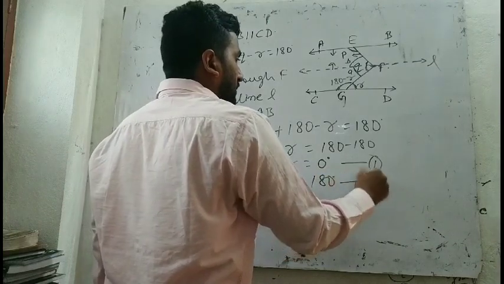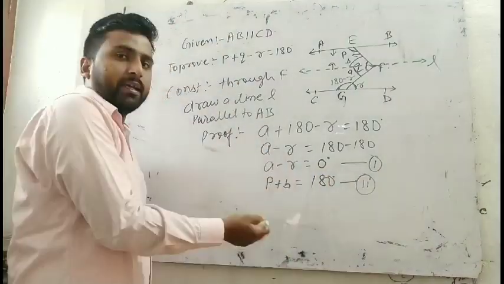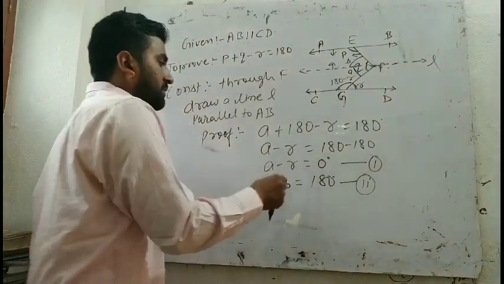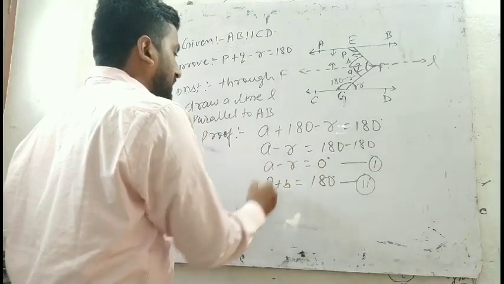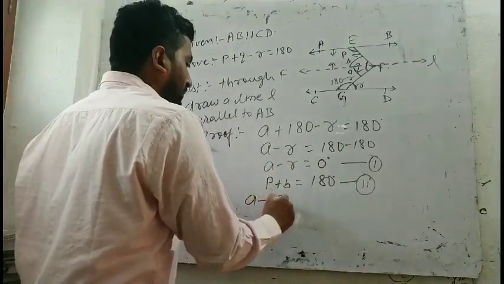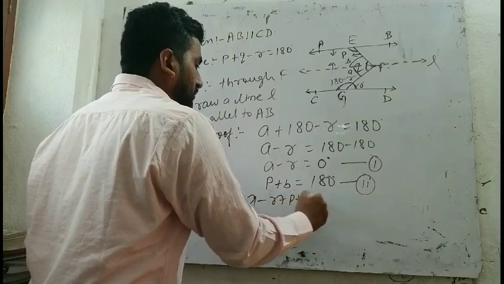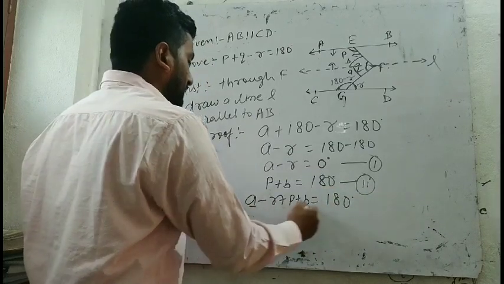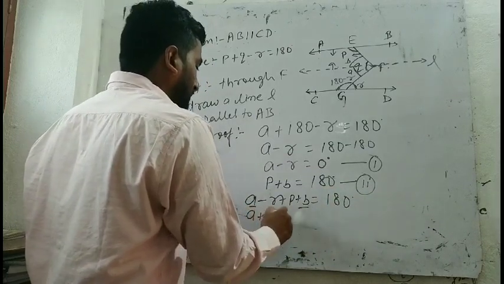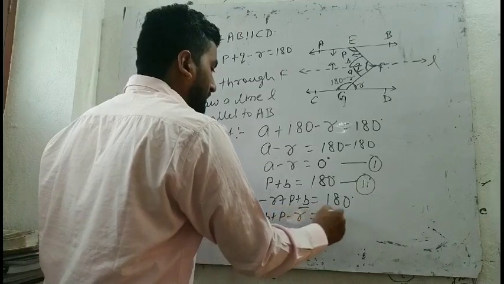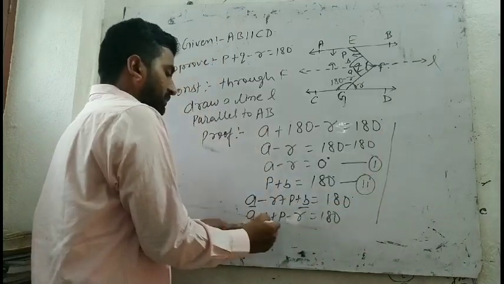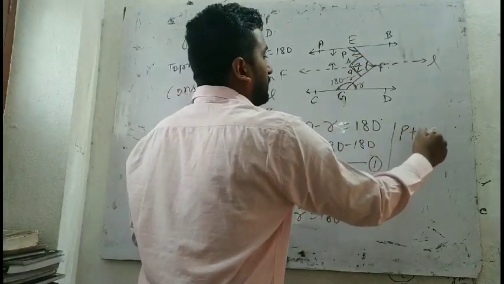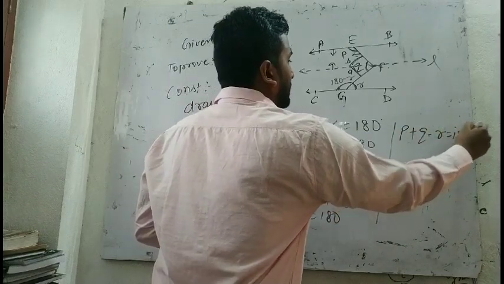So P plus B is equal to 180 degrees. This is equation 2. Now adding equations 1 and 2, add LHS to LHS and RHS to RHS. A minus R plus P plus B is equal to 0 plus 180, which is 180 degrees. Here A plus B is Q, so we can write P plus Q minus R is equal to 180 degrees.